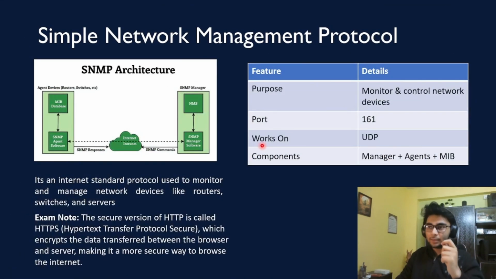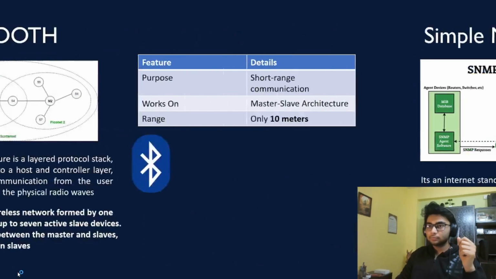Next we have SNMP, which is the Simple Network Management Protocol. It is used for monitoring and managing networks. It manages routers, switches, servers, and all. For SNMP we use UDP. It works on port 161, and there are three components: manager, agents, and MIB.